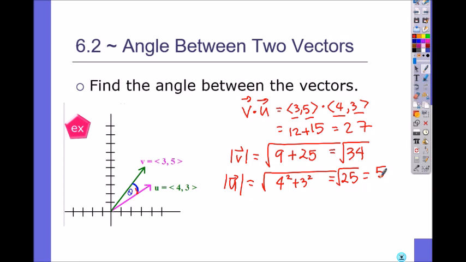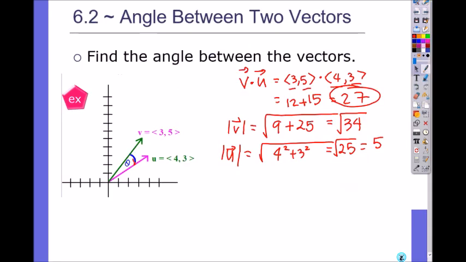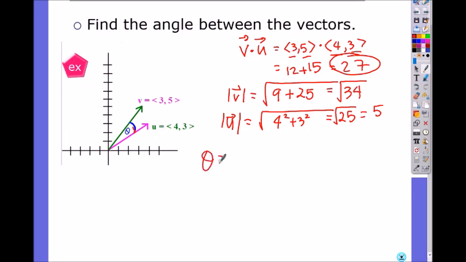There's a lot of things here. So are we done finding the angle between two vectors? No. Now you have to plug into the formula. So what was the angle between two vectors? It's inverse cosine of the dot product, which is 27, divided by its magnitudes, right? Square root of 34 and 5.